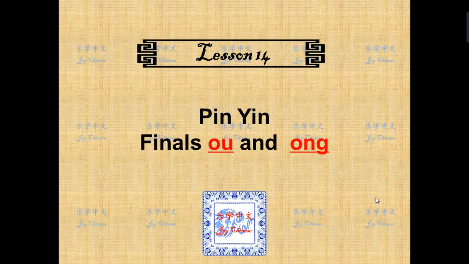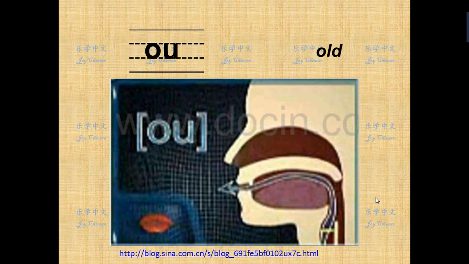In this video, I will explain two finals, o and ong. For the first one, o, we start with the first alphabet, a, we have learned previously. Then slowly close your mouth. Bring the tip of your tongue up. So say o. During this process, your mouth becomes smaller and smaller. This pronunciation is very similar to "oat".